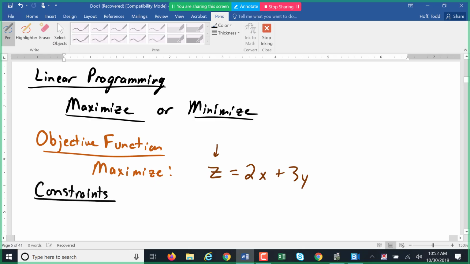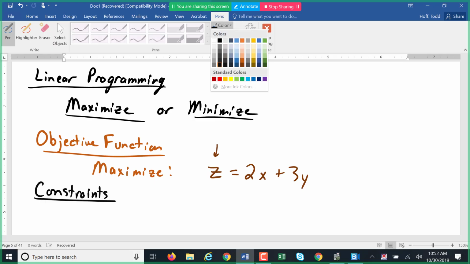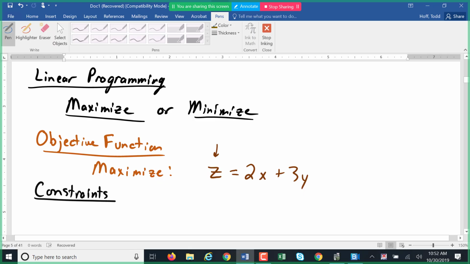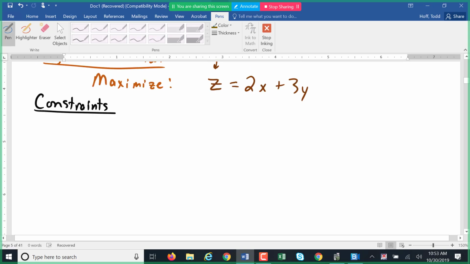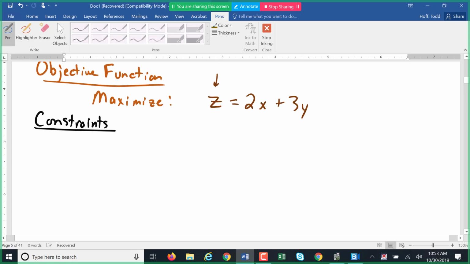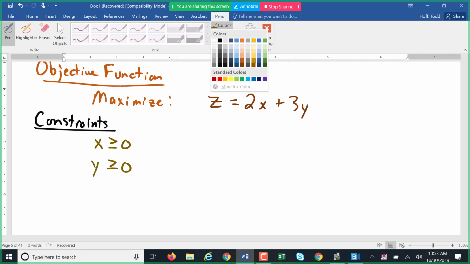These constraints limit the possible values of x and y that we can use. And these constraints take the form, generally, of a system of inequalities. So for this objective function, I'm going to give us several constraints, 4 constraints. First 2 are relatively straightforward. X has to be greater than or equal to 0. Y has to be greater than or equal to 0.